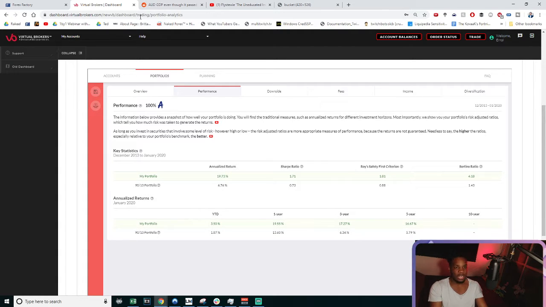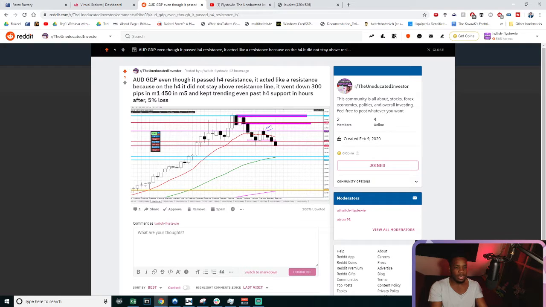Anyways, let's actually get to the charts. Yesterday I traded AUD GDP. I actually lost this trade and I was a little drunk. I don't know what it was, man. It was leaning up to the resistance. The resistance here, it was hitting this line. Hold up. I forgot about something. Let me adjust my charts. Okay, perfect.